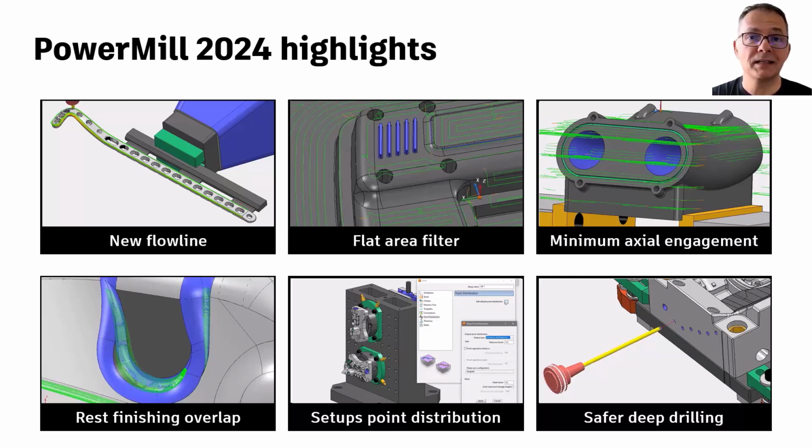We've improved machining setups to allow the ability to define point distribution settings. We've enhanced our deep drilling cycles with additional controls over the deep pecking cycle and withdraw distances to make deep drilling safer. And we've improved the quality of our automatic raster angle calculation, and many, many more. So let's continue now by taking a closer look at some of these updates and the impact that they will have on you when you use PowerMill.